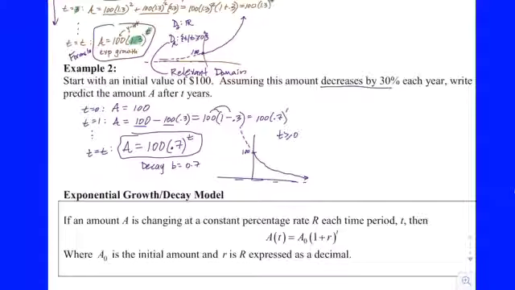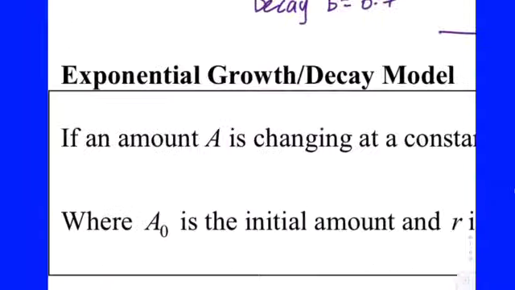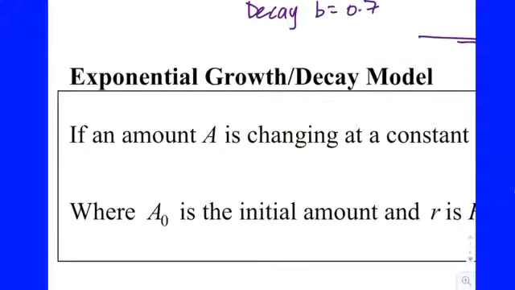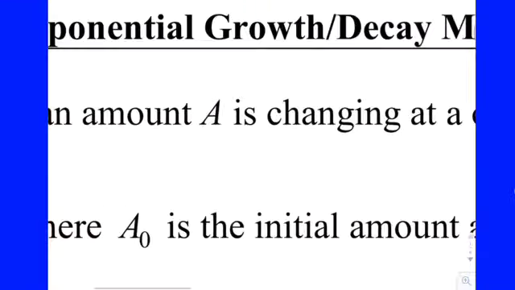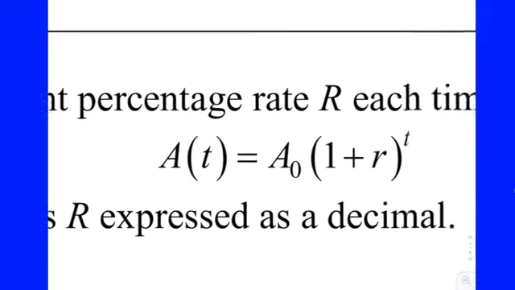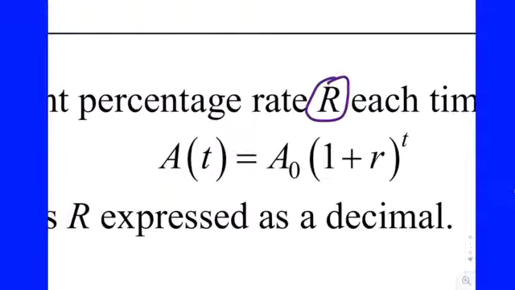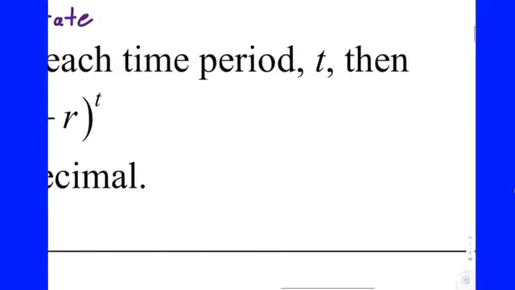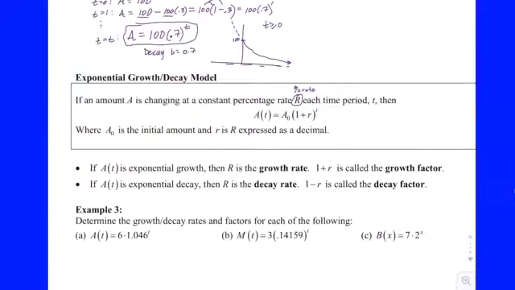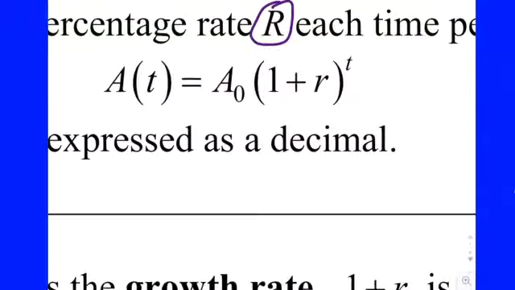So there you go. That's growth, and that's decay. When you gain, it grows. When it loses, it's decay. So here's the summary. The exponential growth and decay model. The amount A, if it's changing at a constant percentage rate R. So we're going to let big R be the percentage rate. Okay, that would be our 30% in both of the examples. If that happens each time period T, then here is the model.